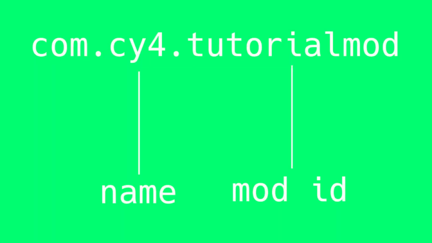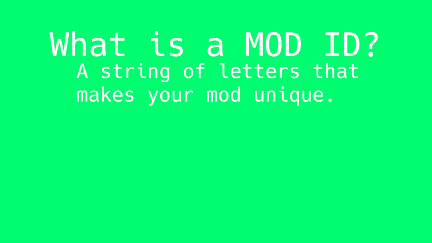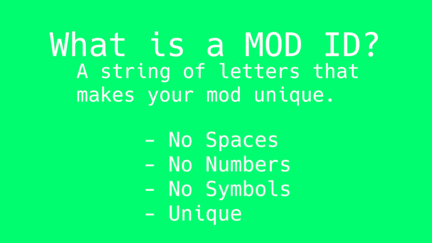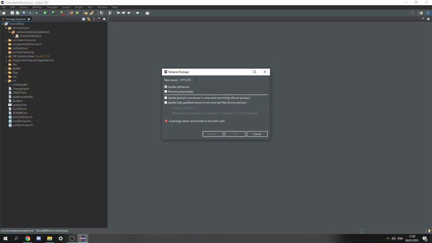So now we need to think of a mod ID. A mod ID can be any string of letters. It shouldn't have any spaces. I don't recommend it to have underscores, and it shouldn't have any numbers or capital letters. So for example, my mod ID is going to be tutorialmod, like so, and as you can see, it has no numbers, spaces, or symbols. And this is the mod ID that Minecraft is going to use to load it into the game. For example, Minecraft's mod ID is just minecraft. Let's remember this mod ID and click OK.